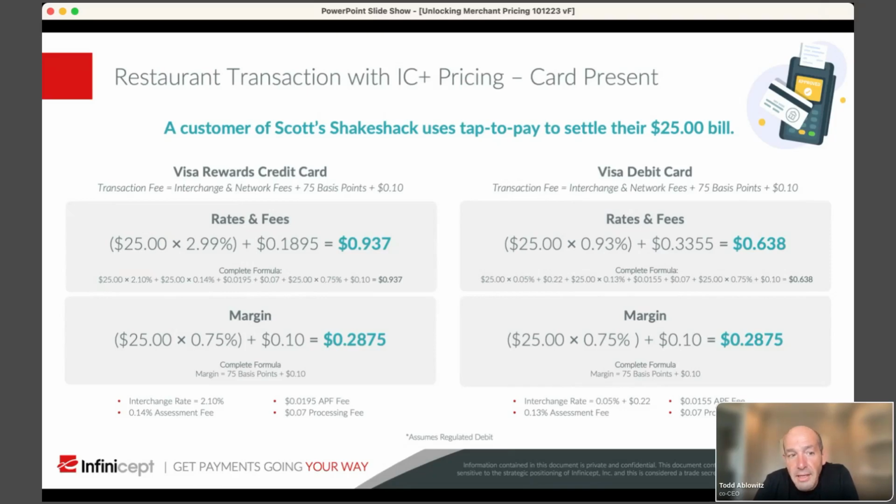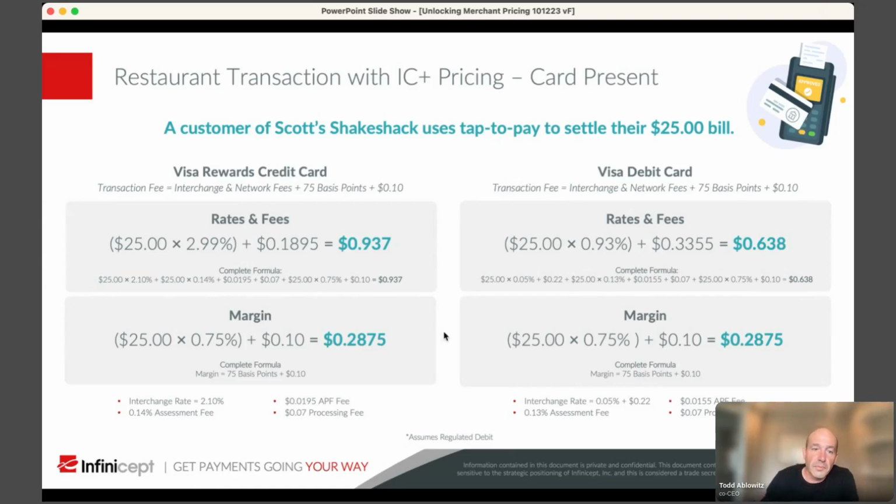And if you look, the margin on that is 75 basis points, 75 hundredths of a percent, plus 10 cents. And so you're making 28 3/4 cents on that transaction. And in fact, you're making 28 3/4 cents on all the transactions, because the second one, the debit card, the cost is much lower to the merchant. The price to the merchant is much lower, 63.8 cents. You can do the same math. I won't go through it again, but you're only paying 63.8 cents plus the margin, which is 75 basis points and 10 cents. And I'm sorry, that includes the 75 basis points and 10 cents. And you end up making that same 28 3/4 cents.